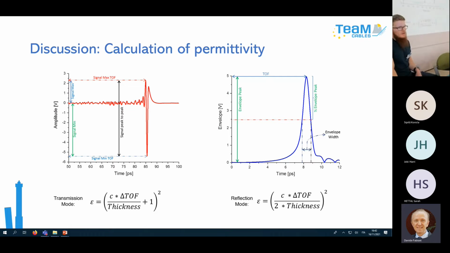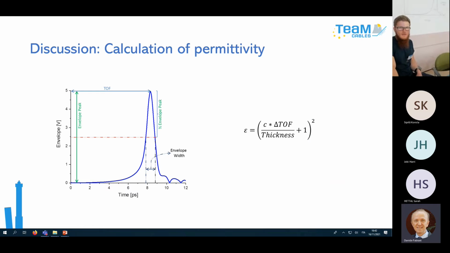Now, we thought about it a bit more, and we found an issue. Remember what I said about the thickness of a sample? Let's look at this formula again. To calculate the permittivity, we need the delta time of flight, right? With the delta time of flight, we are pretty sure that we don't move the sample, because we have this sample holder, in reflection and in transmission, for cables and for tapes and sheets.